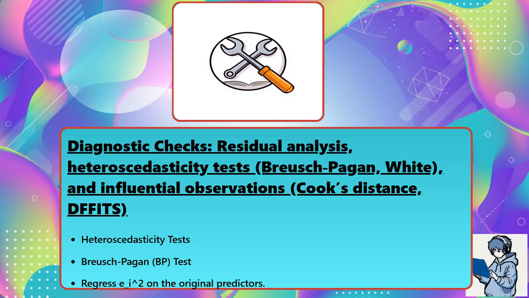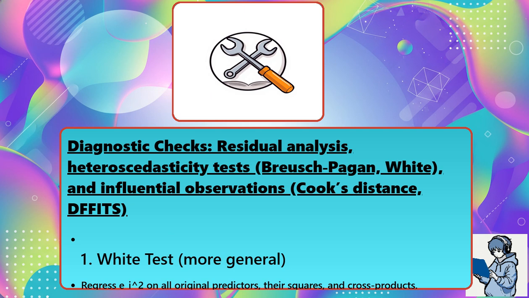Heteroscedasticity tests. Breusch-Pagan, or BP test. Regress e sub i squared on the original predictors. Test statistic: BP equals n times R squared from this regression, which follows a chi-square distribution with k degrees of freedom. Second, the White test, which is more general. Regress e sub i squared on all original predictors, their squares, and cross products. The test statistic is n times R squared from this auxiliary regression, chi-square with p degrees of freedom, where p is the number of regressors in the auxiliary model. A significant result indicates that the variance of errors changes with predictors.